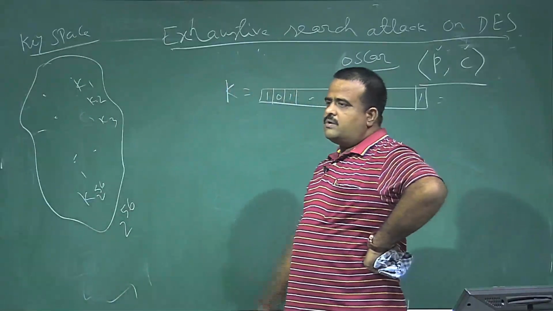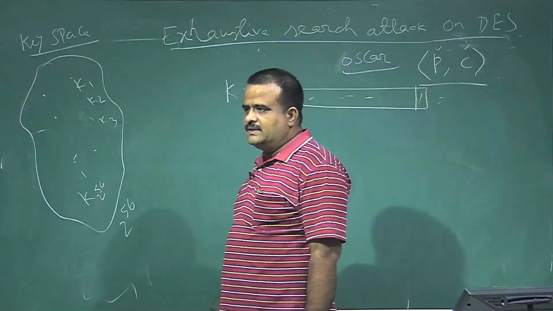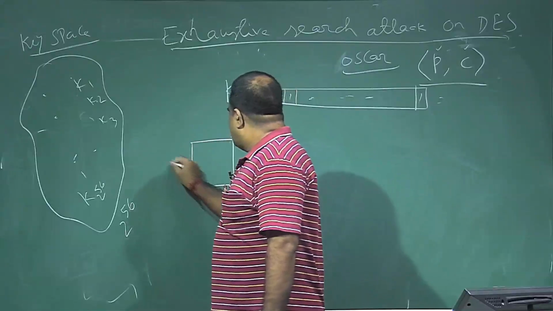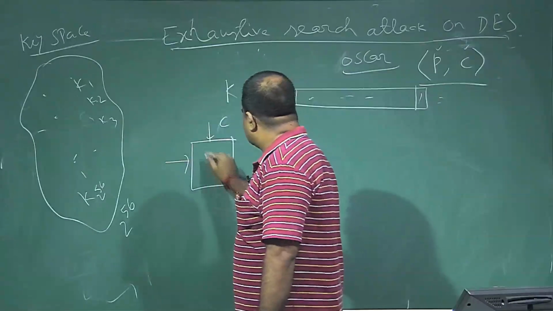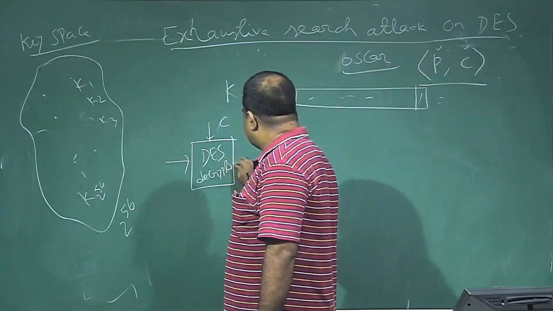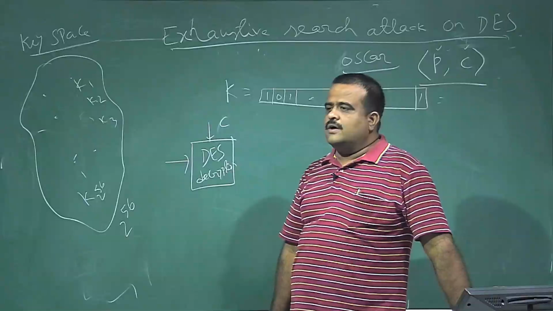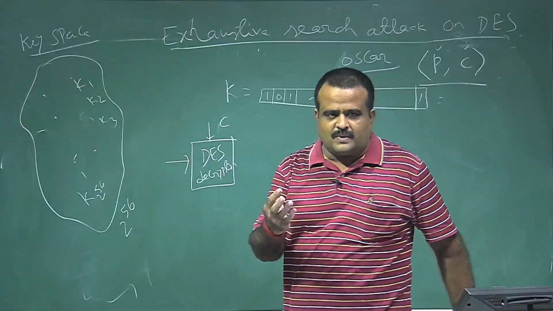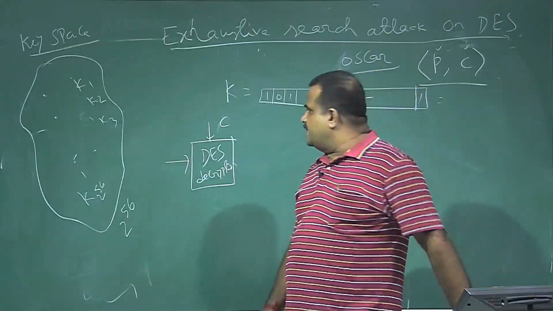Now, what will Oscar do? Oscar doesn't know the key, so Oscar will try all possible keys. This is called brute force or exhaustive search. Oscar has this C, and will run the DES decryption algorithm. These block cipher algorithms are public. The only secret is the secret key K. The encryption and decryption algorithms are public.